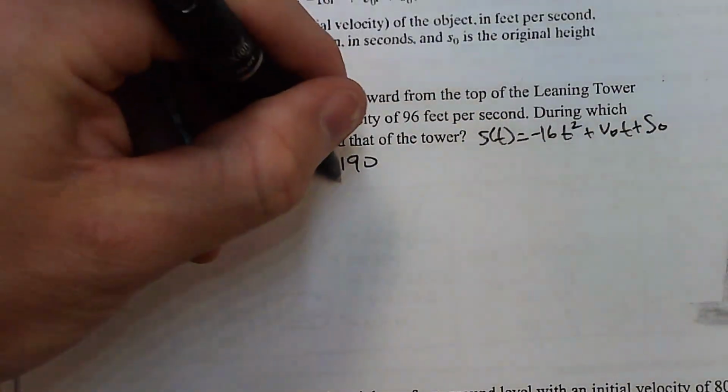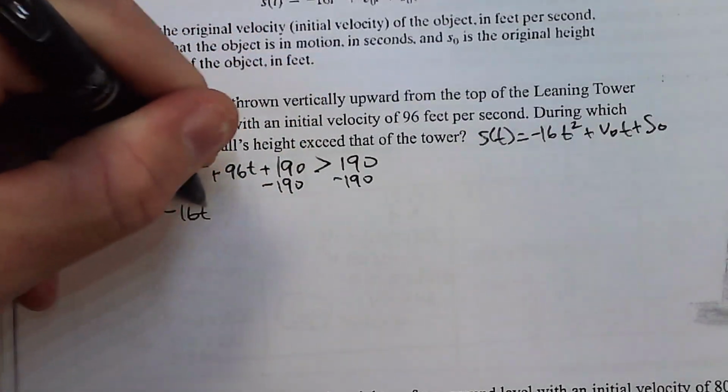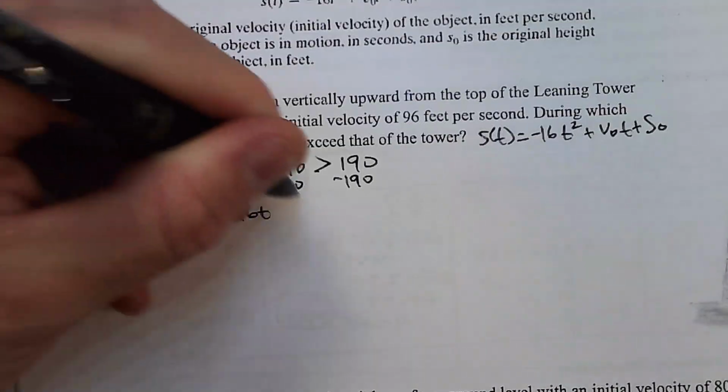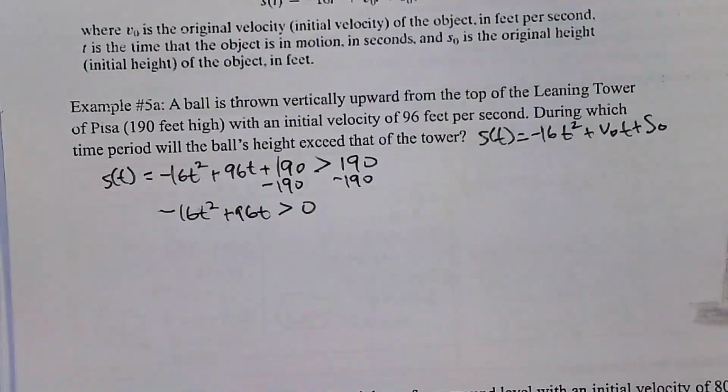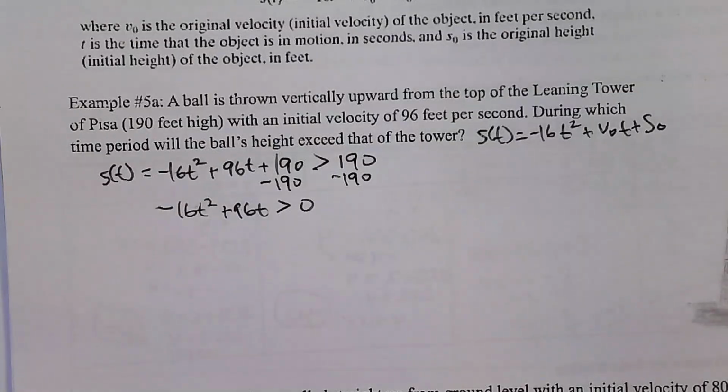So now I've got to make this be 0. Negative 16t squared plus 96t is greater than 0. Okay, and so now I've got to figure out when this is 0. I got to find the critical values here.